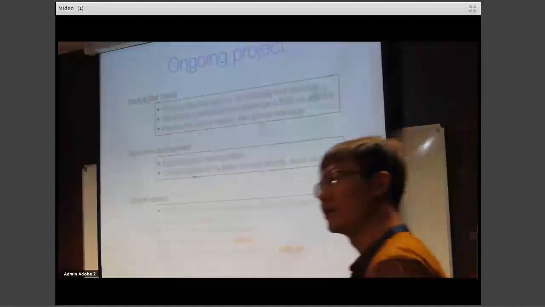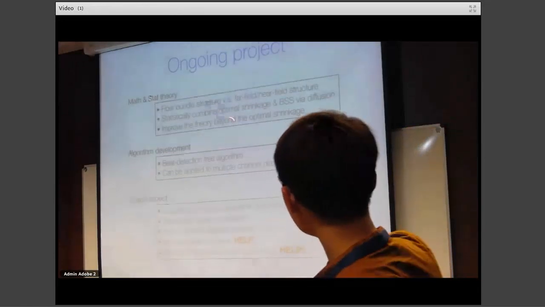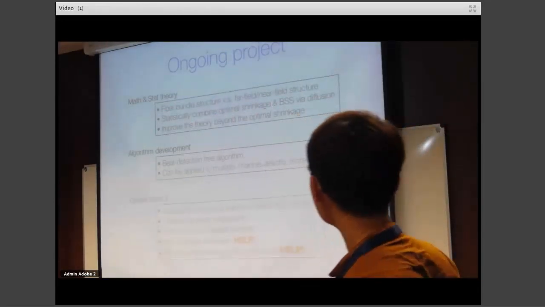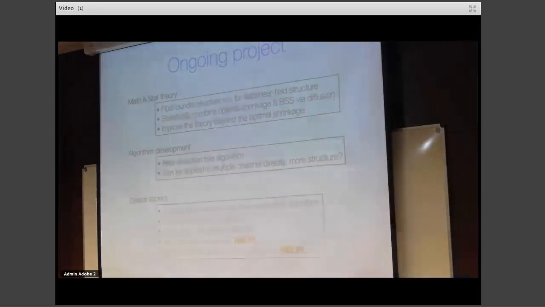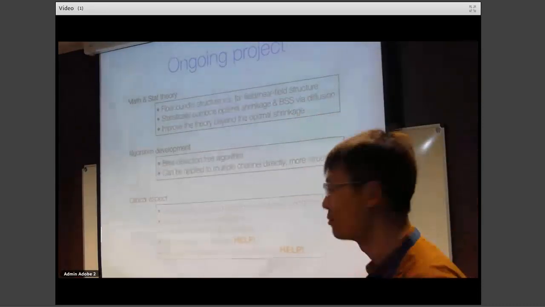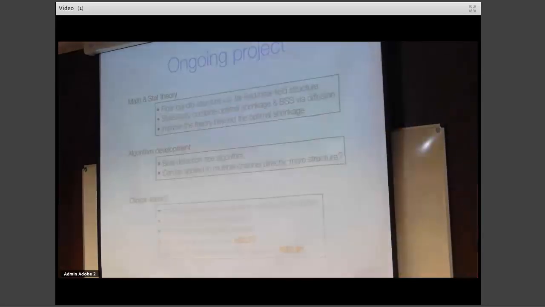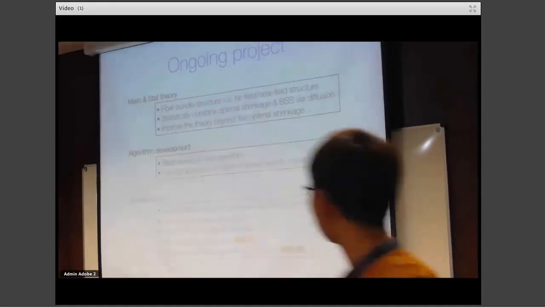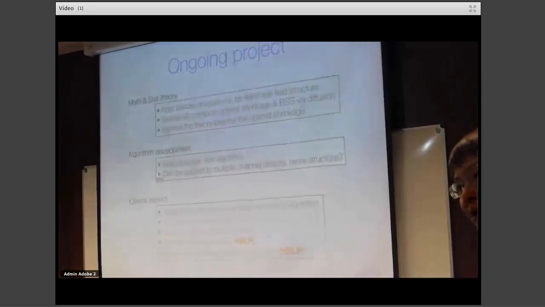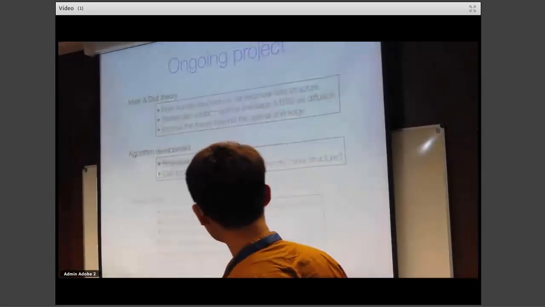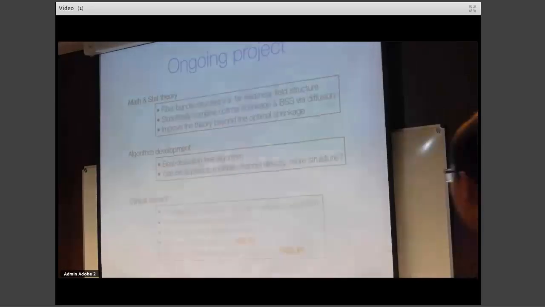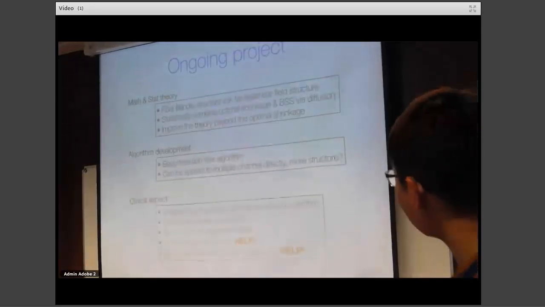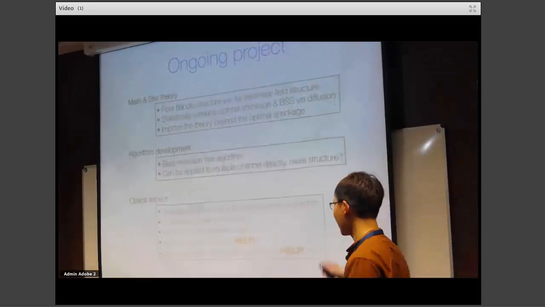And this is an ongoing project. We have several different aspects. First, I'm in math and stat, so there are several theoretical perspectives, including this far field, near field structure, which, again, thanks to the reviewer's recommendation, is a very interesting direction. And also other random matrix theory directions. And then algorithm development, a beat detection-free algorithm, which we are developing right now, and whether we can apply it to multiple channels directly, with more structures.